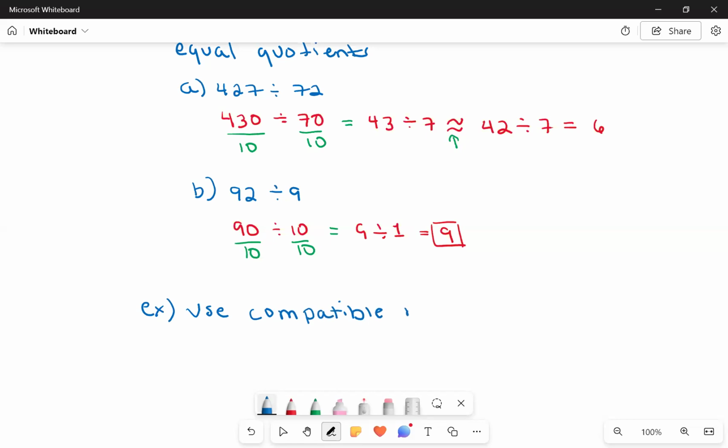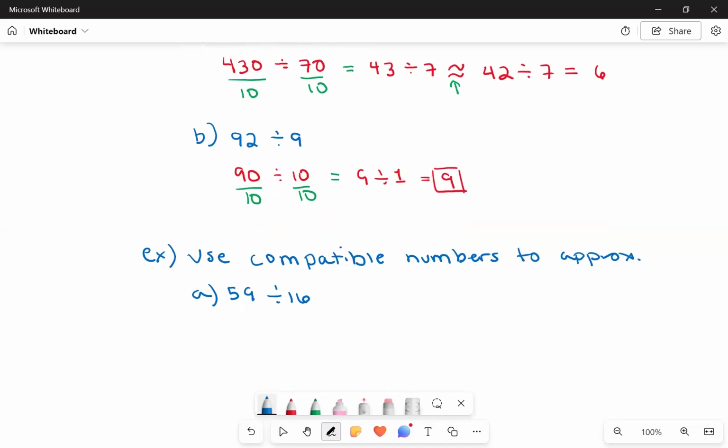Okay, use compatible numbers to approximate. Again, I'm going to abbreviate approximate. Now, this definitely feels like I'm doing the same thing. I could hardly tell the difference between these problems and the ones we were just doing. So if I'm going to use compatible numbers, basically you're going to round, trying to pick numbers that are easier to divide. So 59 is close enough to 60. 16 is very close to 15. And I like 15 because 15 does go into 60.